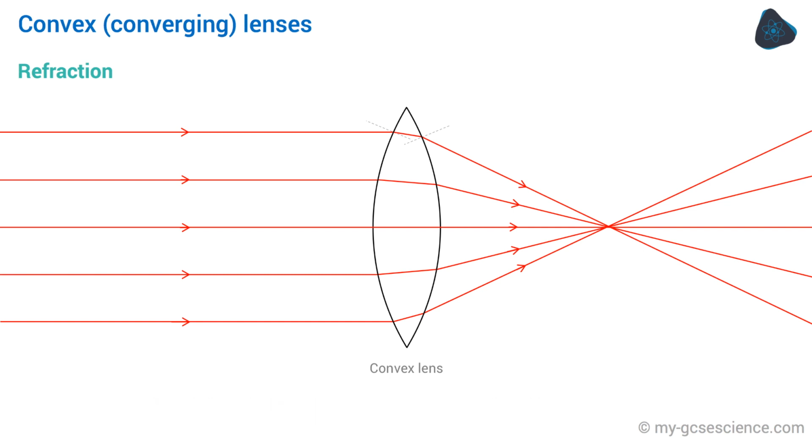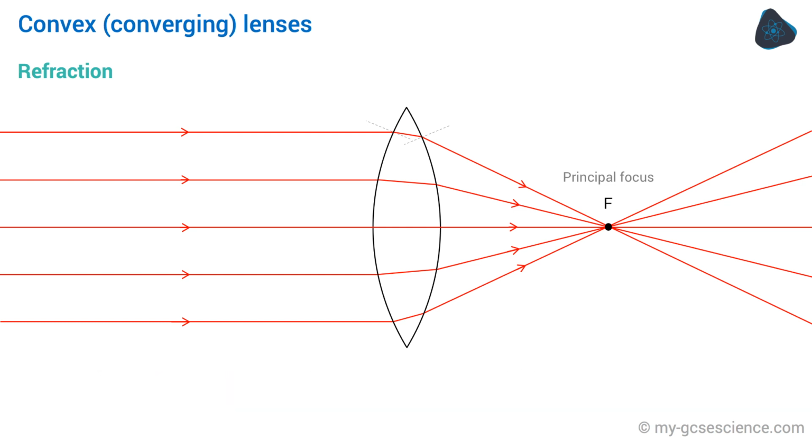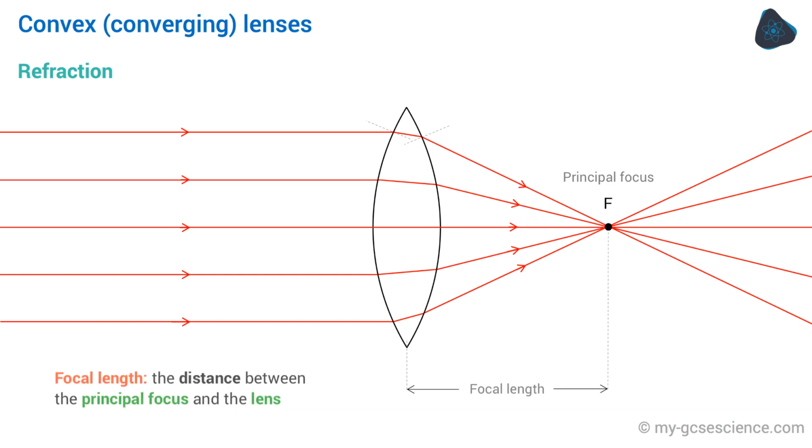Something interesting has happened to the right of the lens here. All 5 rays of light have ended up travelling through the same point. This point is called the principal focus of the lens and is often represented in ray diagrams by a capital F. The principal focus of a convex or converging lens is the point through which light rays which are initially travelling parallel to the principal axis will travel after being refracted by the lens. The distance between the principal focus and the lens is called the focal length of the lens.